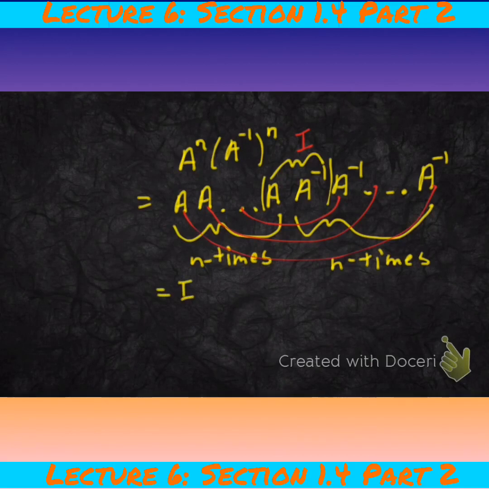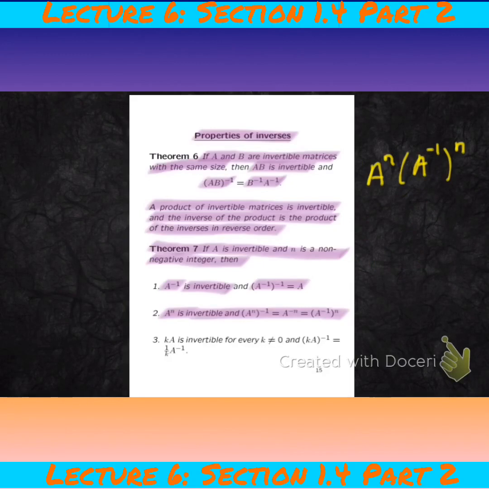And you can also work it the other way around. You can take A's inverse to the power of n, multiply it with A^n, and you get the same result. So it is obvious that the inverse of A to the power of n is A's inverse to the power of n. And then the last property: the scalar multiple of an invertible matrix, kA, is also going to be invertible, and the inverse of that matrix is going to be A's inverse times the inverse of the scalar.